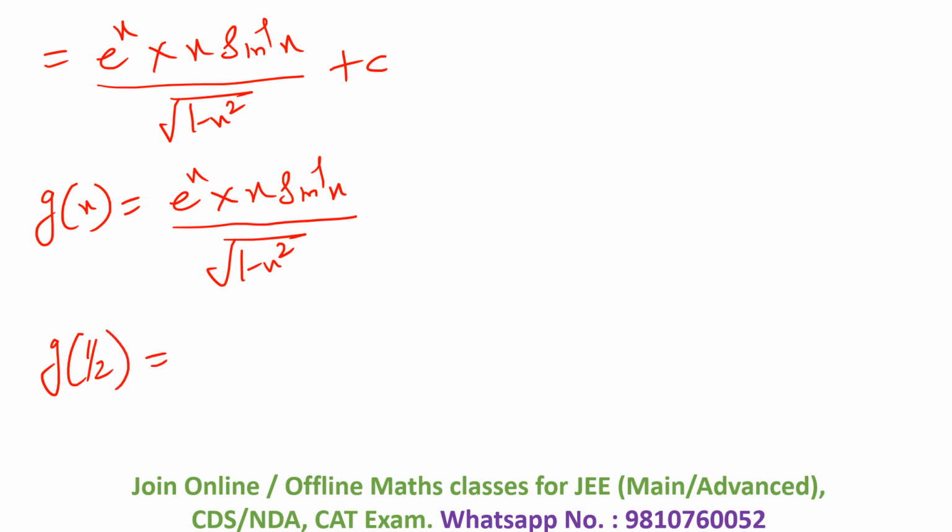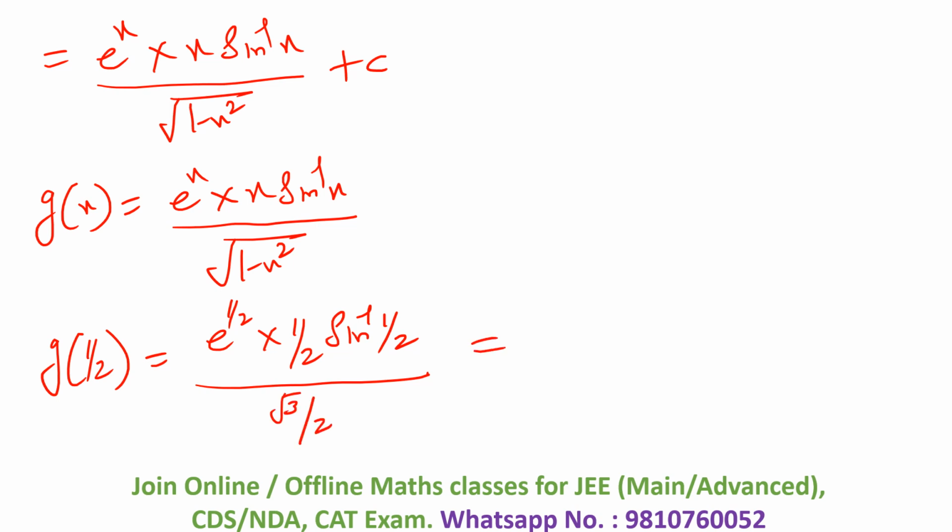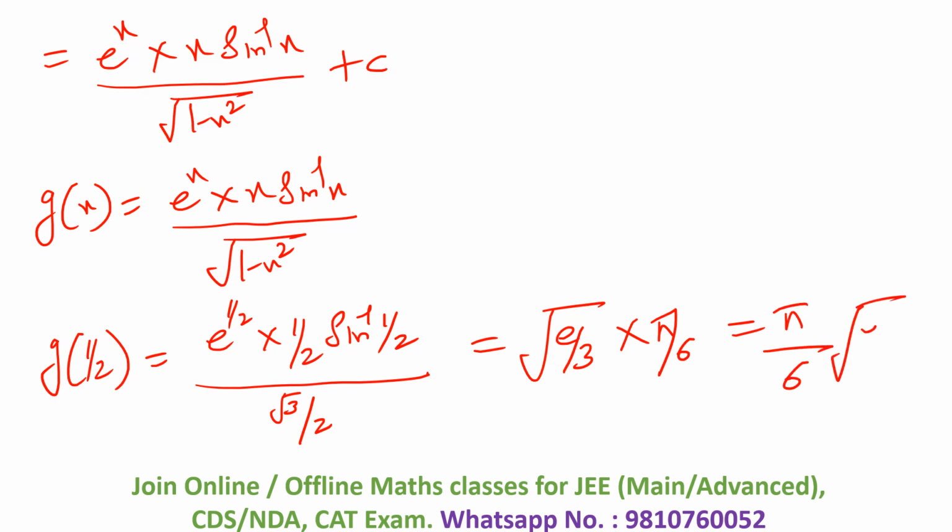So g of half becomes e power half into sine inverse half divided upon square root of 3 by 4, which is just root 3 by 2. So upon simplification, it becomes square root of e by 3 into sine inverse half, and sine inverse half is pi by 6. So that means it is pi upon 6 into square root of e by 3. So that means option B is the correct one. Now students, we move towards the next question.